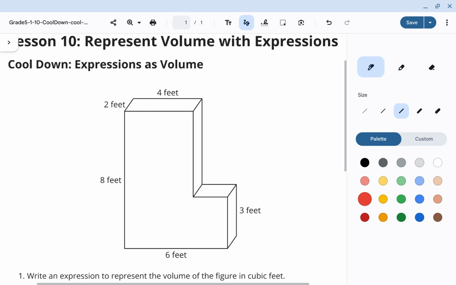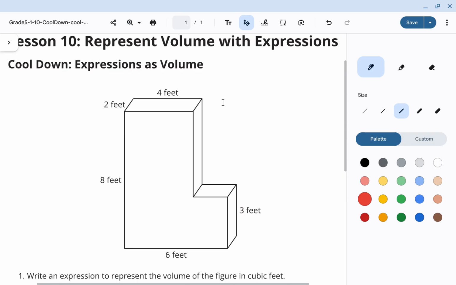Good morning, mathematicians. This is Lesson 10, Represent Volume with Expressions. In this cool down, we are going to be first creating expressions before we actually go in and calculate an answer to what the volume of an object is. So our number one in this particular cool down is going to be just to write an expression that can represent the volume of the figure.